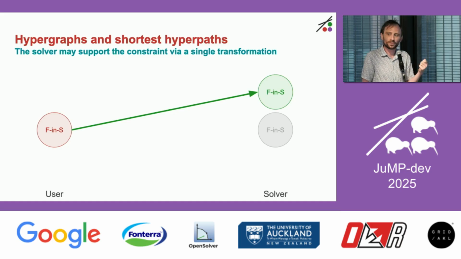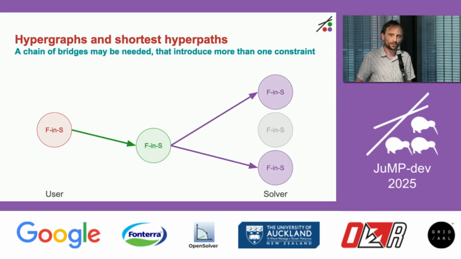If the user and the solver disagree on the function and set chosen, then maybe we can transform the constraint via a single bridge, like the scalar slack bridge, where we take the model from the user, make one small change to it and pass that to the solver. But you can think that these bridges also nest together. So maybe we can take a function and set written by the user, change it into a different type of function and set, and then maybe that can be bridged to two separate constraints inside the solver.